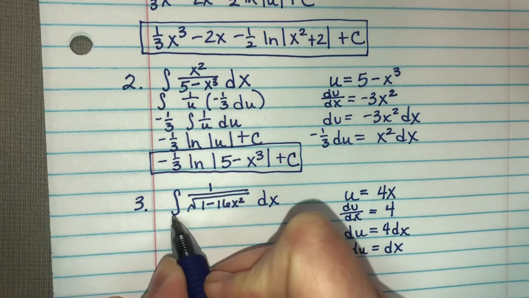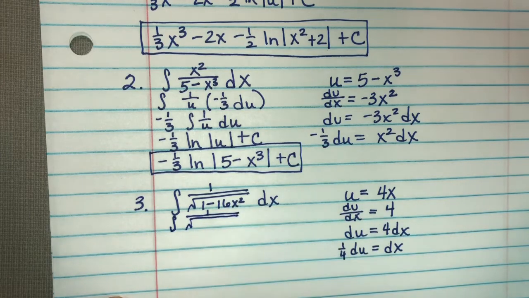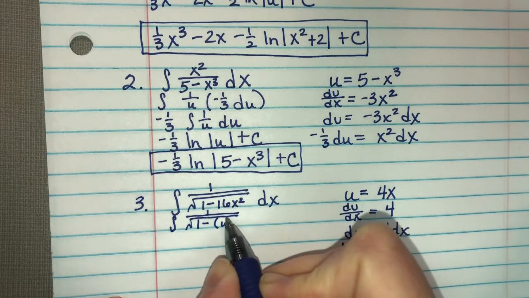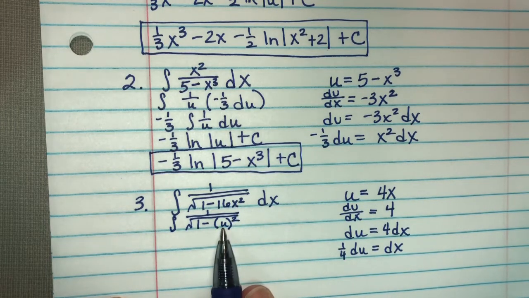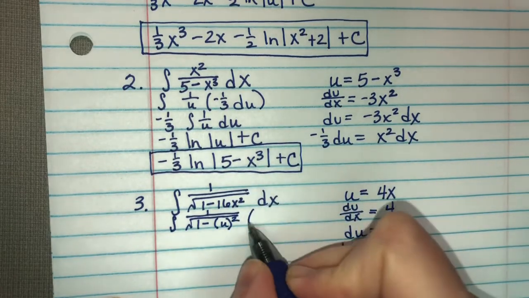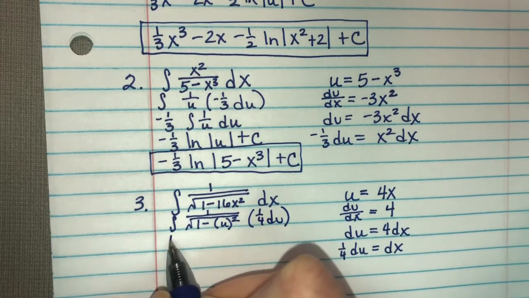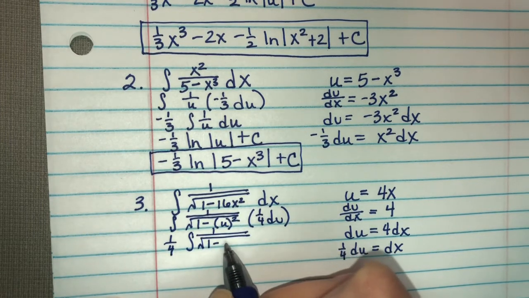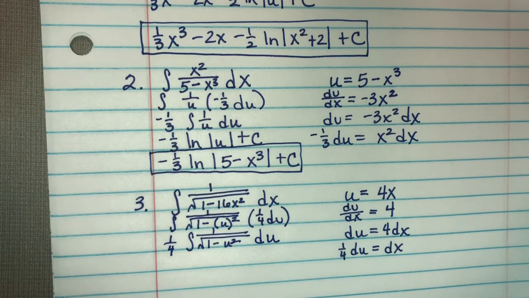So now I'm going to come back over here and I'm going to say, let's rewrite this as 1 over the square root of 1 minus the quantity u squared. So it's like the 4x was squared, but I'm taking out the 4x and replacing it with u. And then the dx will be replaced with 1/4 du. So the 1/4 can come out in front of the integral. And now what we're left with to integrate is just like our note card for the inverse sine.